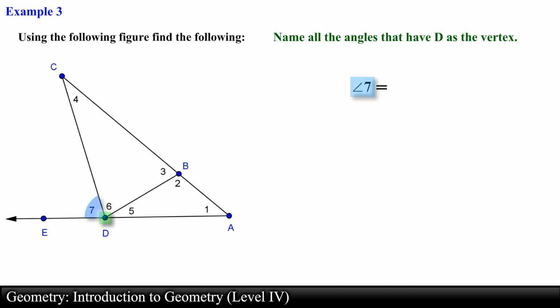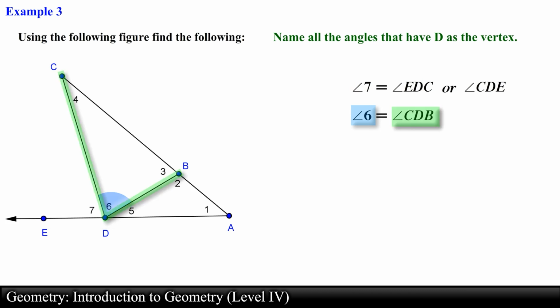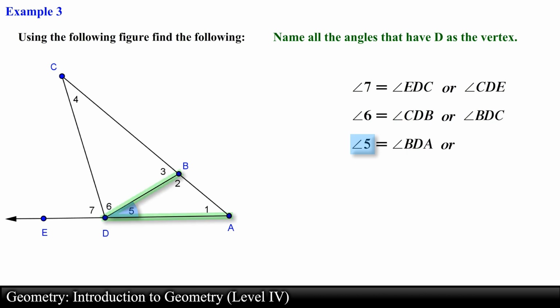They include angle 7, which can be named as angle EDC or angle CDE. Angle 6, which can be named as angle CDB or angle BDC. And angle 5, which can be named as angle BDA or angle ADB. These 3 angles are the obvious angles that have D as the vertex.